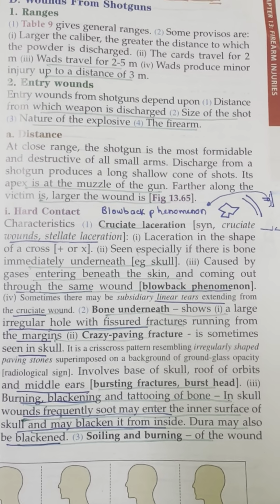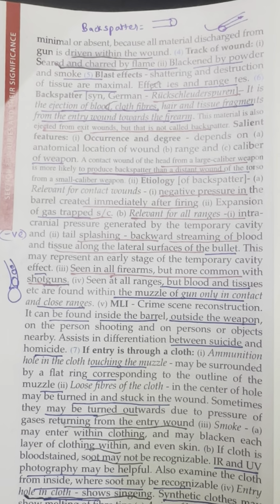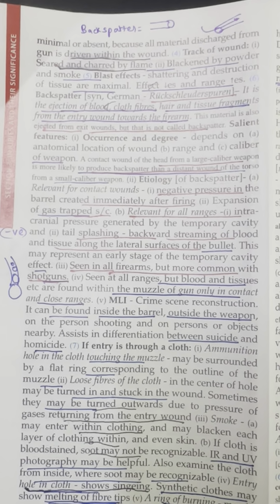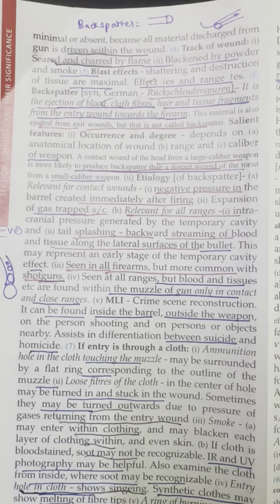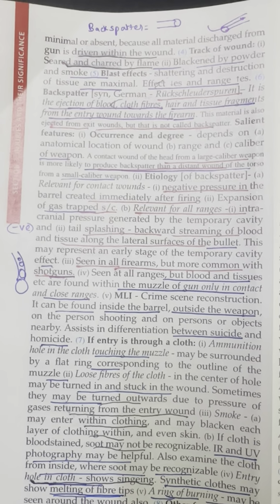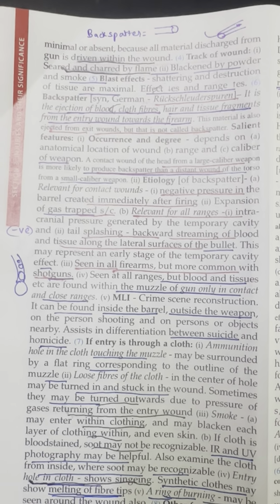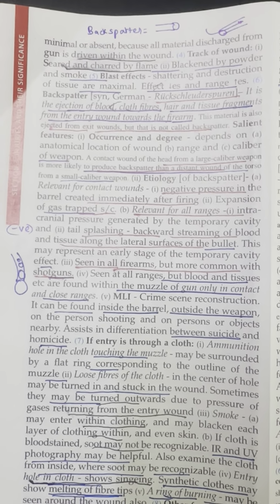Soiling and burning of the wound: minimal, because all material discharged from the gun is driven within the wound. Track of wound: seared and charred by flame, blackened by powder and smoke. Blast effect: shattering and destruction of tissues are maximal. Effect decreases as range increases.